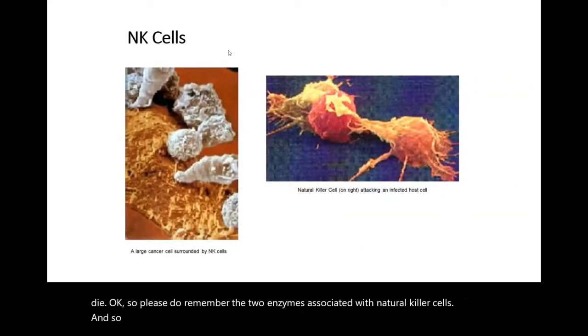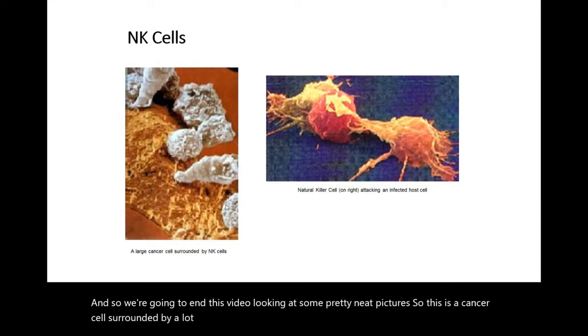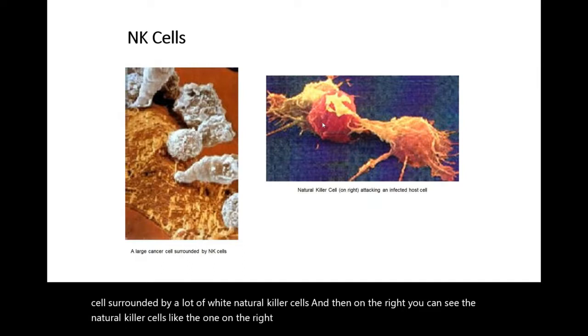And so we're going to end this video looking at some pretty neat pictures. So this is a cancer cell surrounded by a lot of white natural killer cells. And then on the right, you can see the natural killer cells, like the one on the right, attacking an infected host cell and targeting it for destruction.